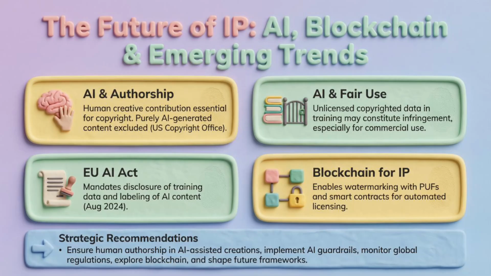Looking ahead, AI and blockchain are reshaping IP rules and practice. Questions around authorship, fair use of training data, and regulatory steps like the EU AI Act require new disclosures and labels. Meanwhile, blockchain offers watermarking and smart contract licensing solutions. Strategic recommendations include ensuring meaningful human authorship in creations, deploying AI guardrails, monitoring evolving global regulations, and exploring blockchain where it adds verifiable control.